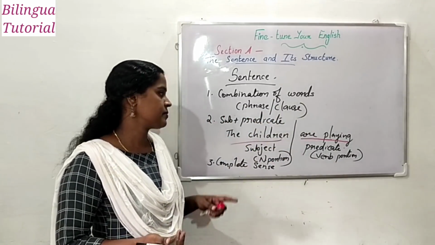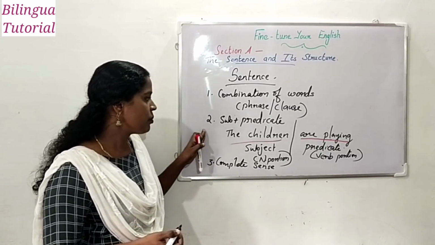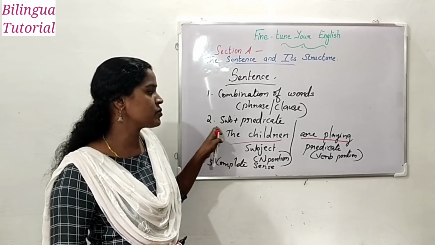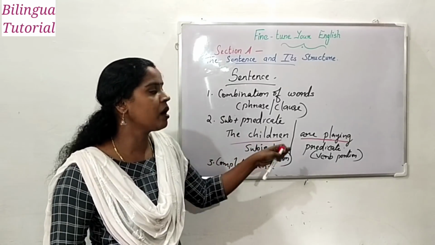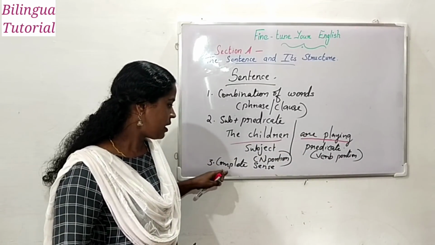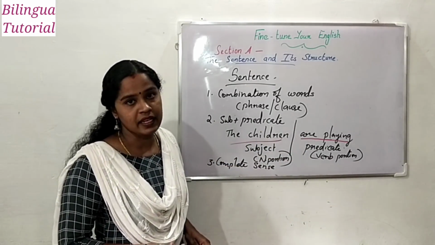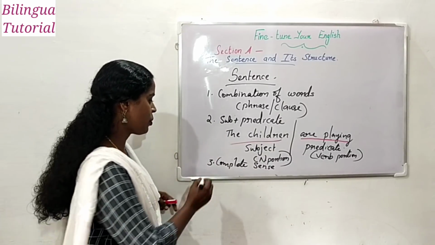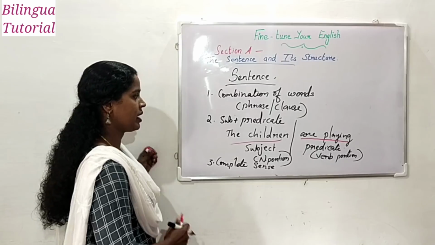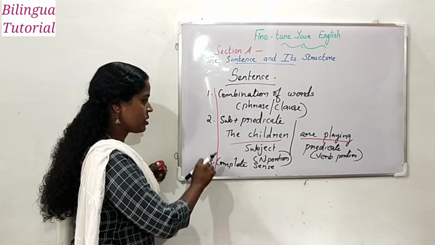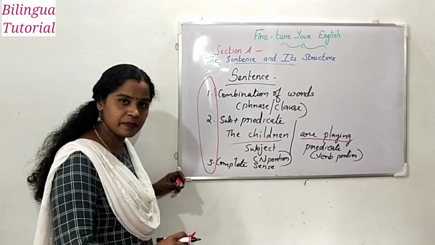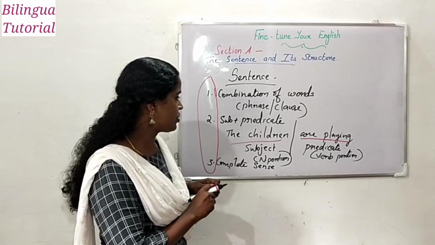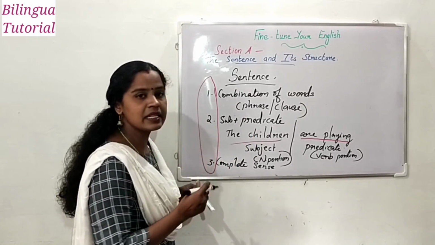because we have already explained phrases and clauses are combinations of words. Then comes another point: a sentence must have a subject and predicate, or subject-verb agreement must be there. Then it must have a complete sense. Okay. These are the 3 points you have to keep in your mind for the basic structure of a sentence. Then we have to discuss the second point in detail.